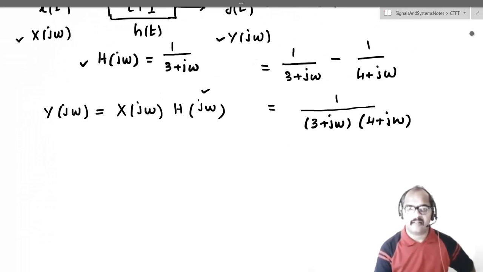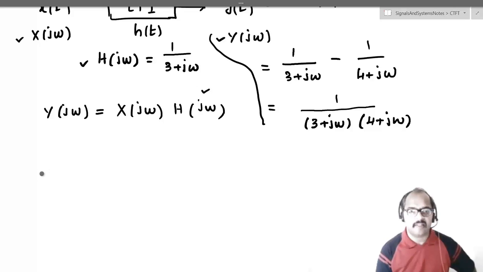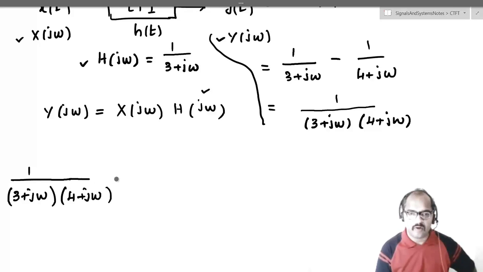I'll put a bracket here. So Y(jω) we found out to be this. H(jω) we already know is 1/(3 + jω). So let us substitute here. We get 1 divided by (3 + jω)(4 + jω). So we got this answer, right?